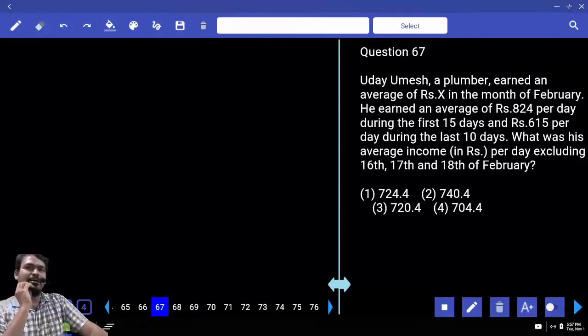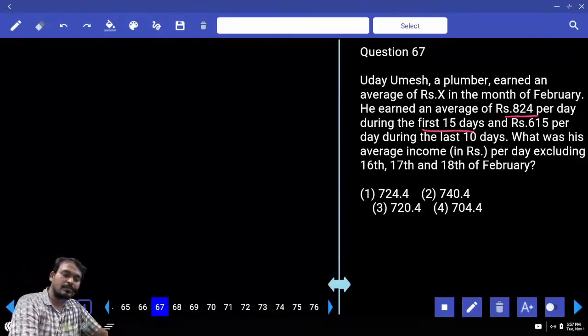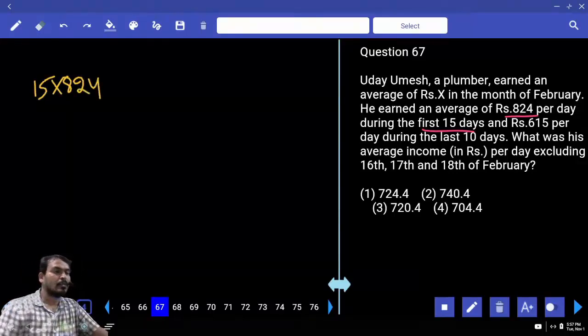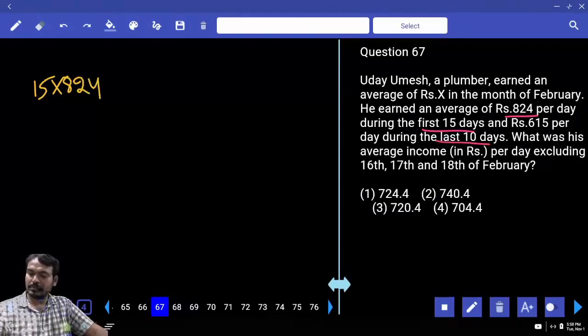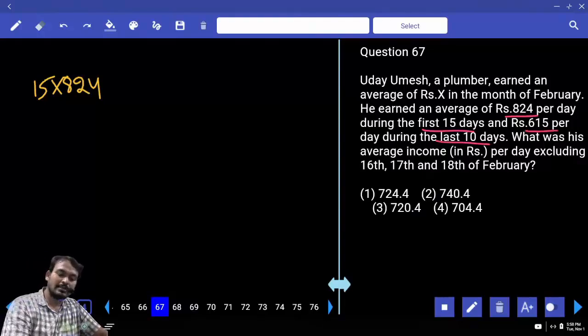There is no clarity whether it is an ordinary year or leap year; if not mentioned, it is always considered an ordinary year. In an ordinary year, February, how many days are there? 28 days. Okay. First of all, first 15 days average is how much? 824. Means 15 into 824 or not? Yes or no? Next, last 10 days average is how much? 615. What is the last 10 days sum? 10 into 615 or not?